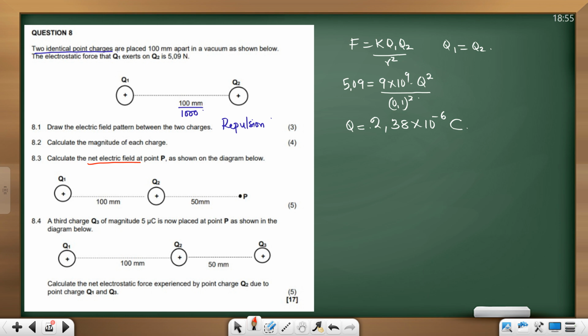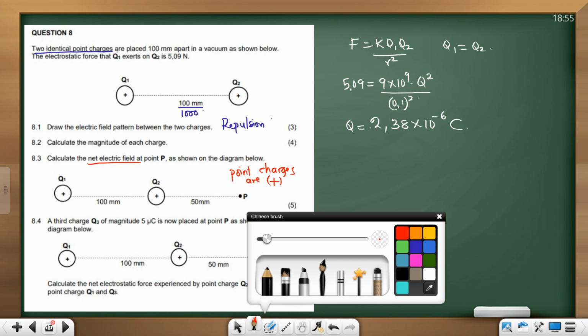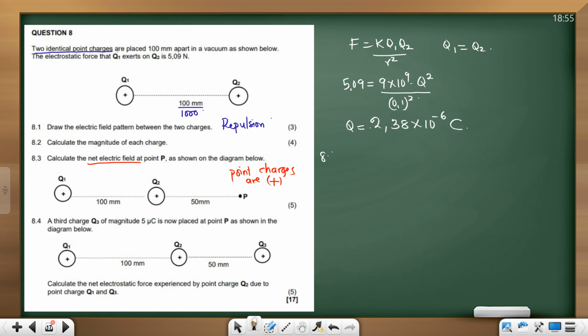All right, point charges are positive, except they tell you it's an electron. All right, calculate the net. 5 marks. Beautiful, 5 marks. Check what I'm going to do. I start by drawing a free body diagram.